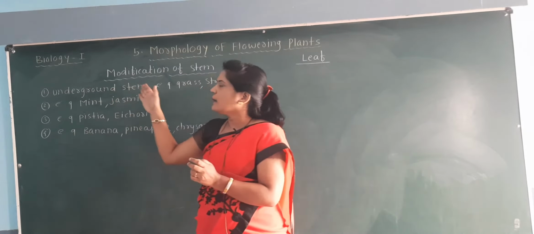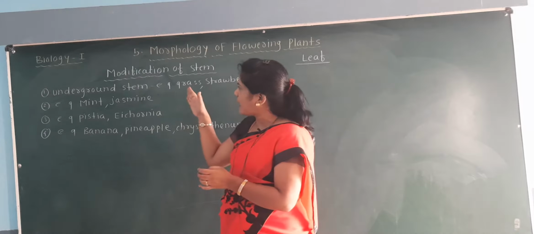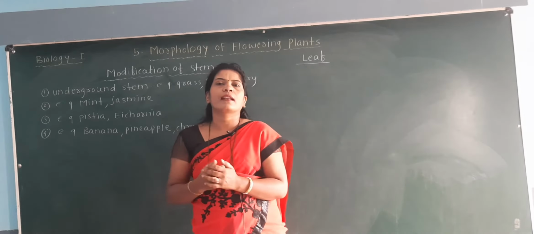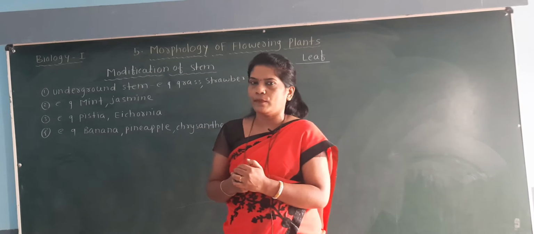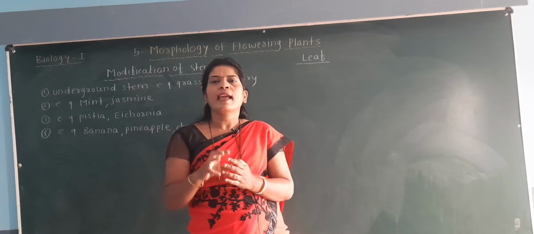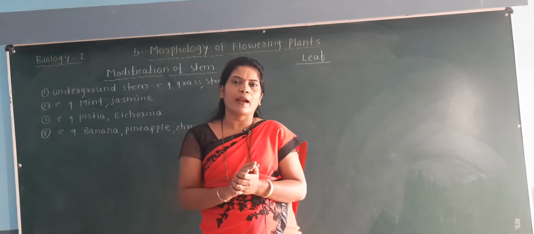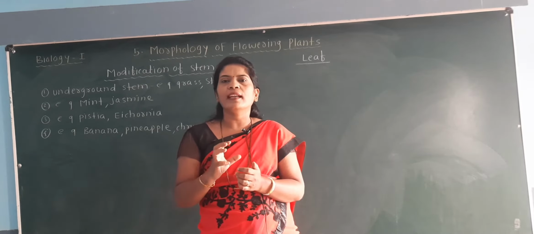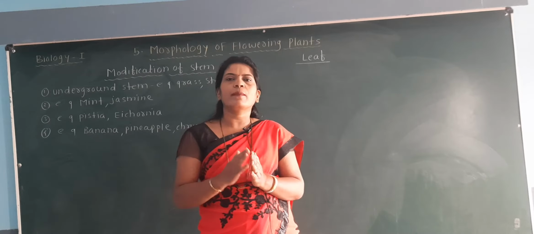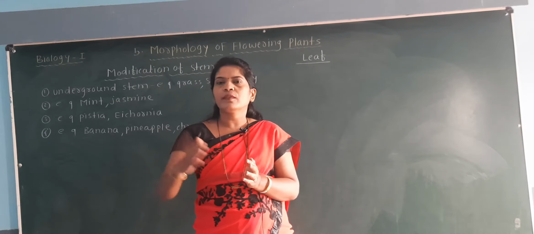So underground stem of the plants like the grass and strawberry. What we have to study here is that in the grass and the strawberry there are also modifications of the stem. Okay, so this grass and the strawberry, if you observe such a plant, then you will observe that it has a stem. That stem spreads its lateral branches, or the lateral branches of the stem spread.